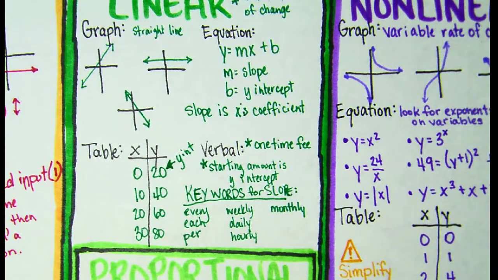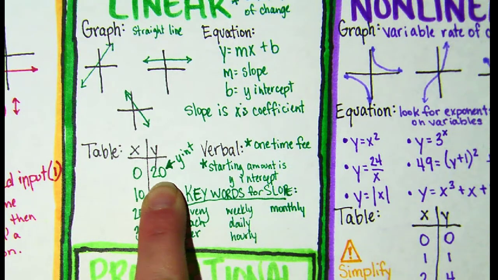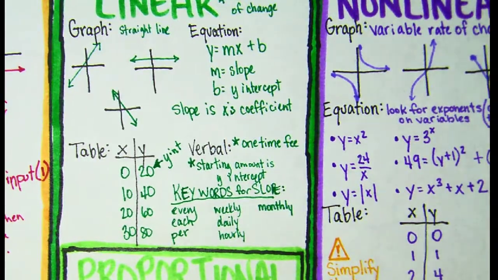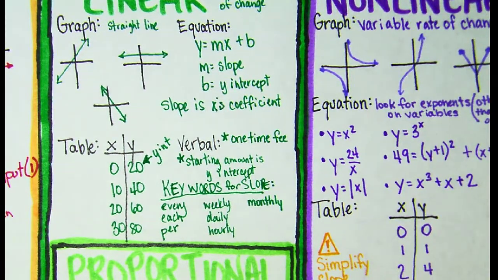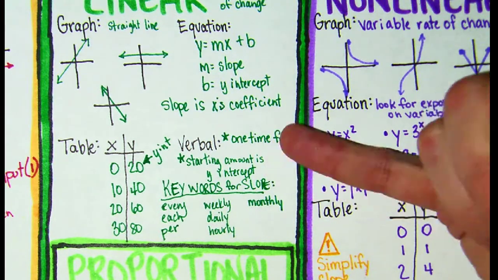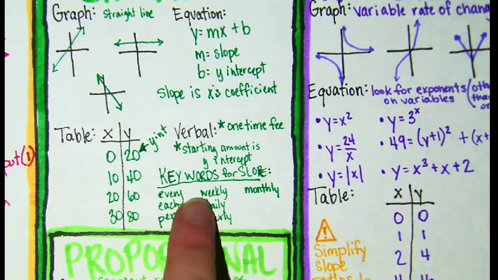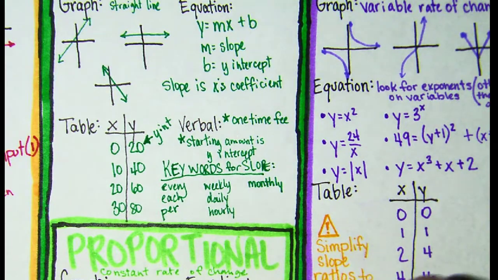The slope is the x coefficient. For a table, if you have an input of 0 and you have an output of a number here, that's going to be your y-intercept. So this is just an example of a linear relationship here. In a verbal description, you're going to be looking for a one-time fee or a starting amount. Those are going to be your y-intercepts. And some key words for the slope, for the constant rate of change in a linear relationship: every, each, per, weekly, hourly, daily, monthly, yearly, all kinds of options there.